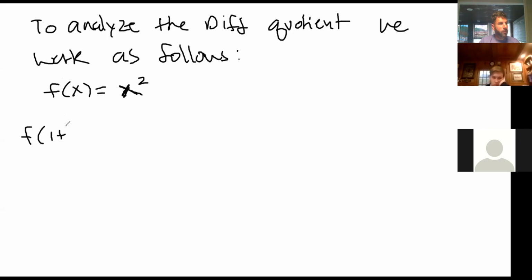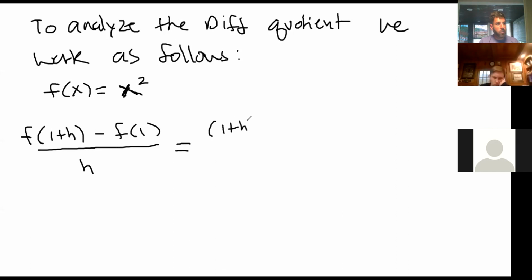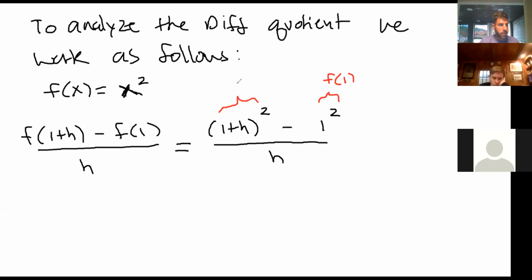We have f of 1 plus h minus f of 1, over h. So right now I think of this as a puzzle that has 3 pieces. And so I have to get them all situated. The first piece is 1 plus h quantity squared. The second piece is 1 squared. And then the third piece is just this h. So it will be helpful if I annotate this. This piece right here is just f evaluated at 1. This piece here is f evaluated at 1 plus h.